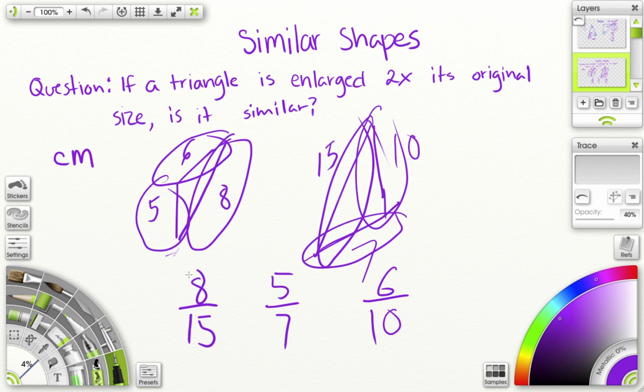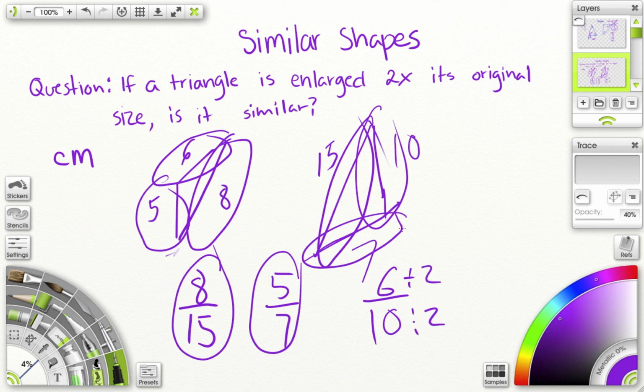8 and 15. Can I make this fraction smaller? No, they both can't go into 2. Both can't go into 3. Can't go into 5. And that's it. Can't make them any smaller. So that's it. 5 and 7. Can I make those any smaller? Nope. 6 and 10. I can make that smaller. So I can divide both of these by 2. Now I have 3 over 5. That's as small as it's going to go. Are these fractions the same when they are reduced? Nope. So these two triangles are not similar.